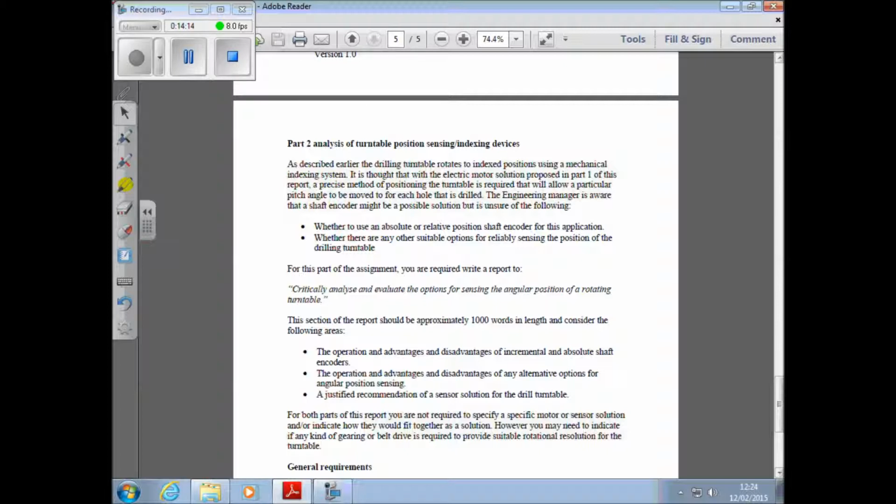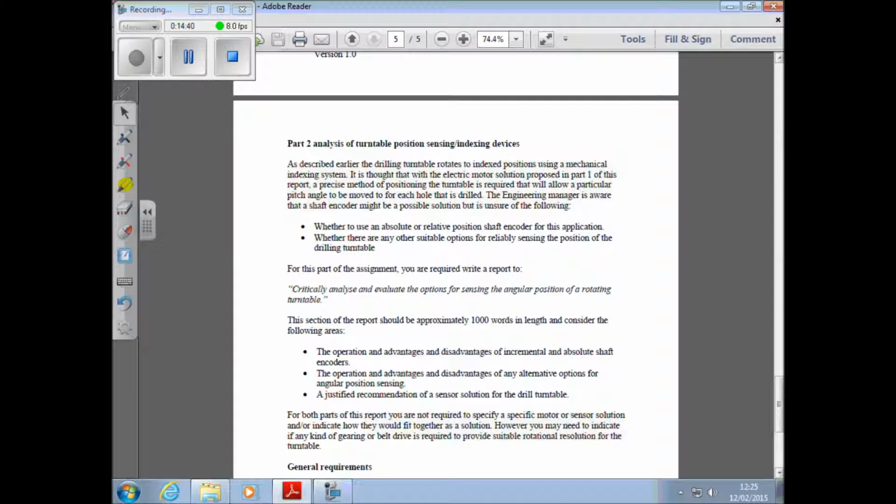Yeah, that's good. For both parts of this report, you are not required to specify a specific motor or sensor solution and or indicate how they would fit together as a solution. However, you may need to indicate if any kind of gearing or belt drive is required to provide suitable rotational resolution for the turntable.